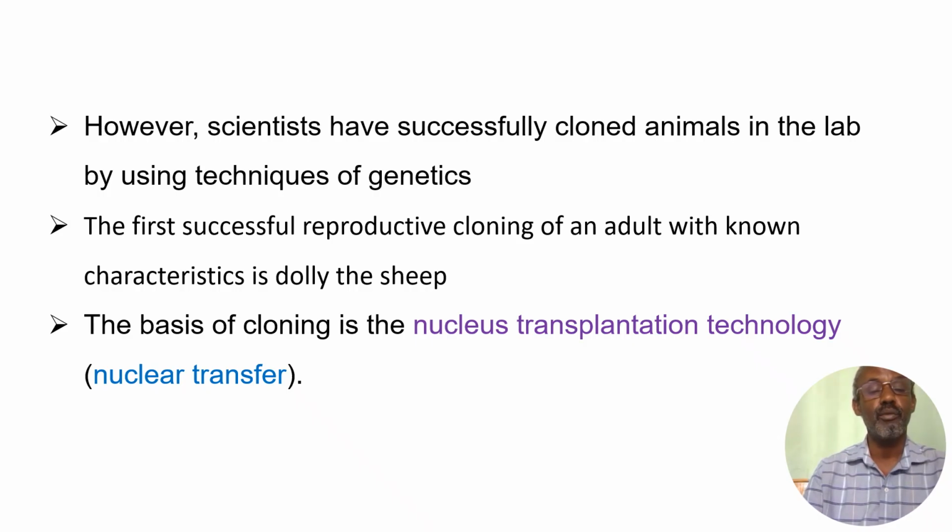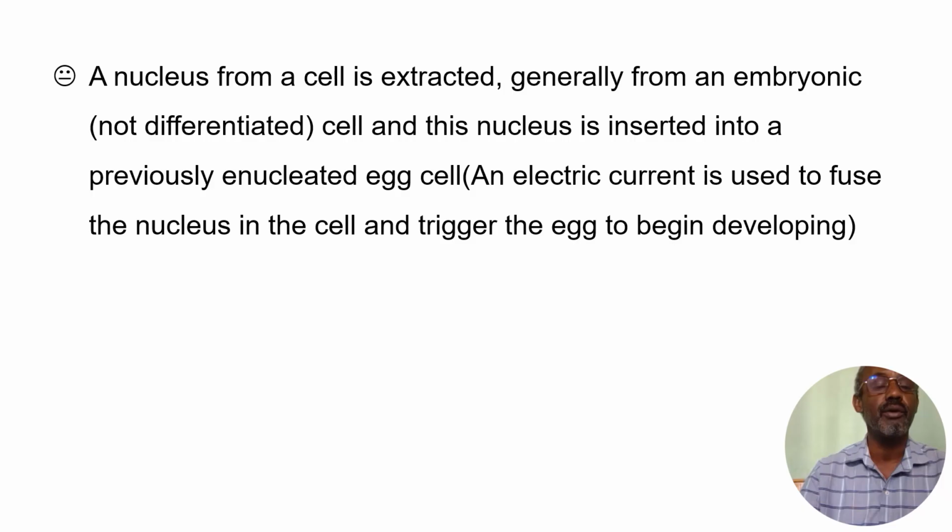The first successful reproductive cloning of an adult mammal with known characteristics is Dolly the sheep. The basis of cloning in this case is nucleus transplantation technology, or nuclear transfer technology. How the scientists did this is depicted in a diagram. I'll show you. A nucleus from a cell is extracted, generally from an embryonic non-differentiated cell.